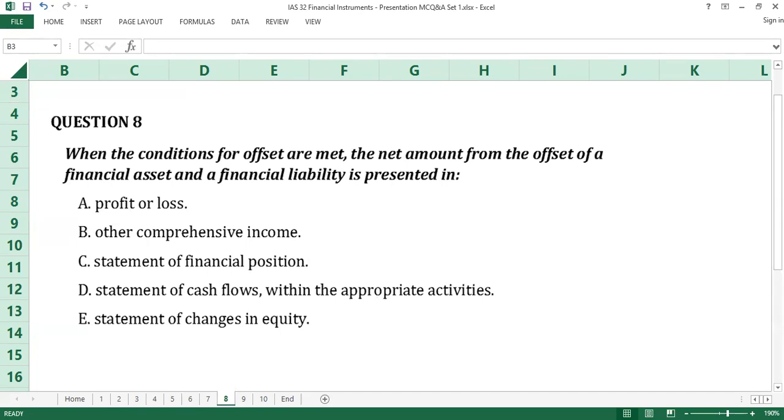Question number 8. The answer to question number 8 is C, statement of financial position. When and only when an entity currently has a legally enforceable right to set off recognized amounts and intends to settle on a net basis, or to realize the asset and settle the liability simultaneously, a financial asset and a financial liability shall be offset and the net amount presented in the statement of financial position. C is the answer to question number 8.